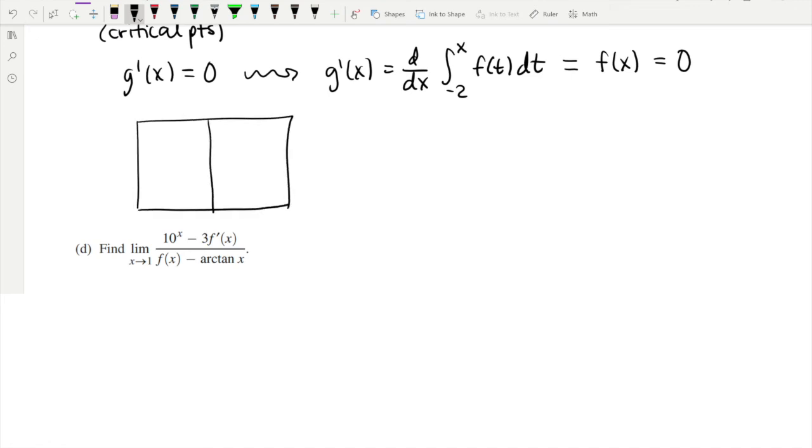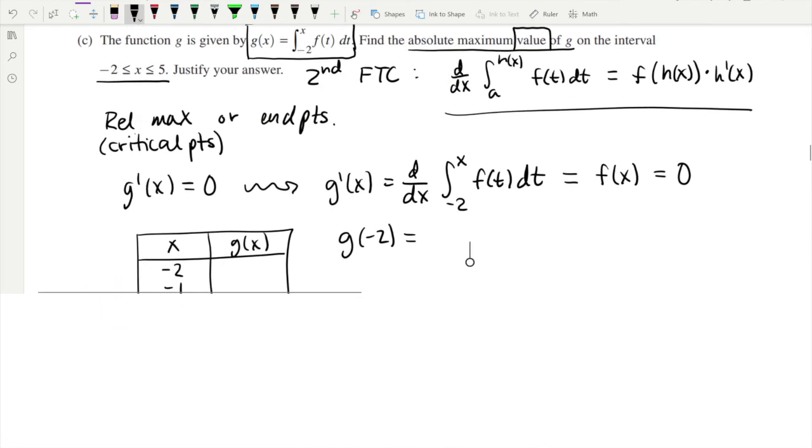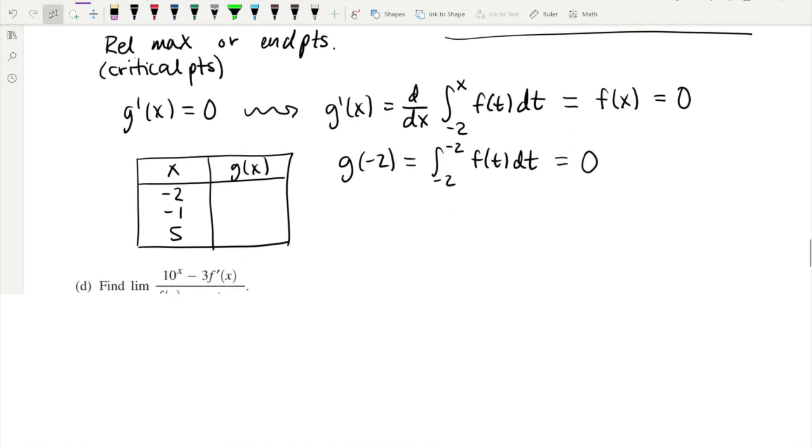We're trying to find g of x. We've got -2, -1, and 5 are the values we're testing. By the definition, g of -2 is the integral from -2 to -2 of f of t dt. I'm taking this x and plugging it in for x. But the integral from -2 to -2 is like the area from -2 to -2, which is just 0. There is no area there. So that one's 0.